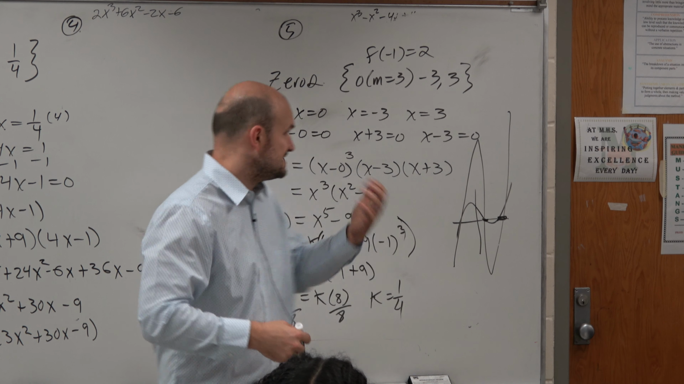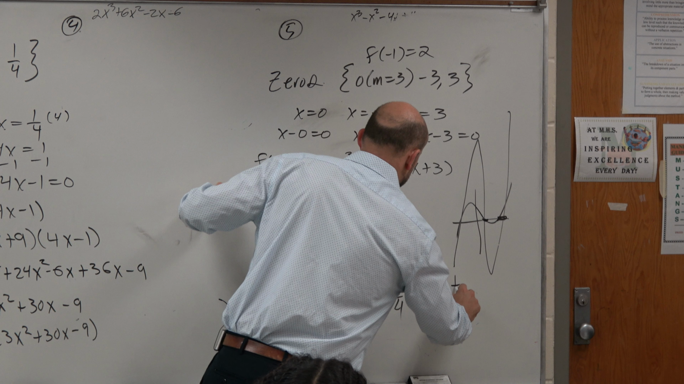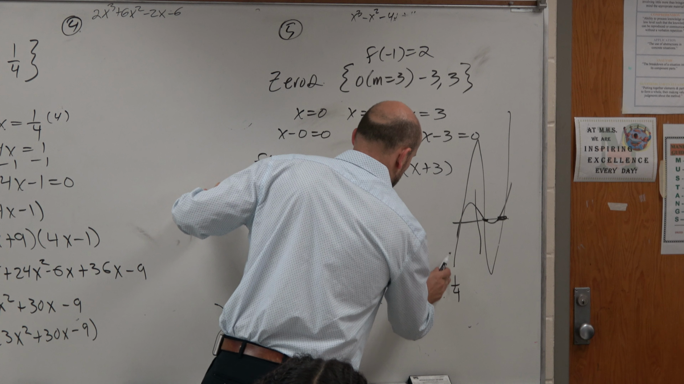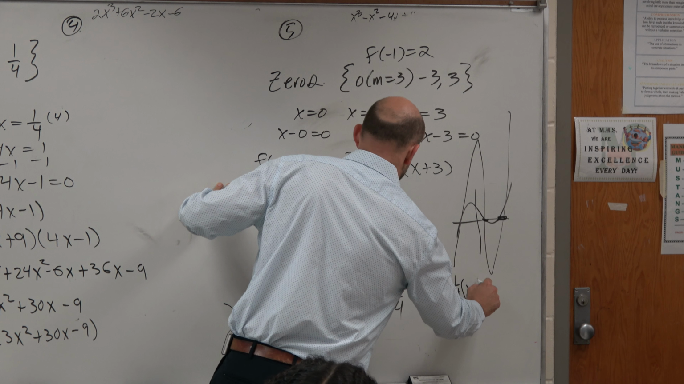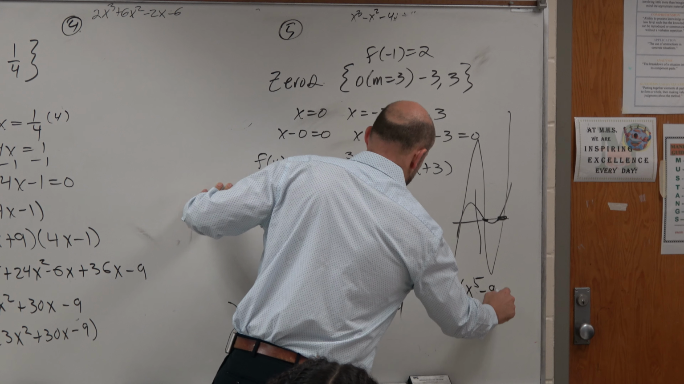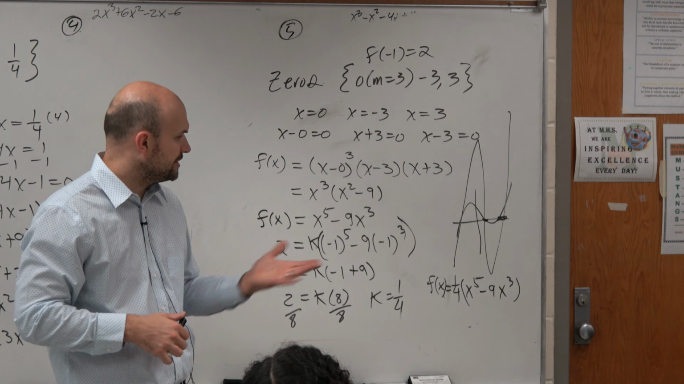So now, just like what I did for the last problem, you're just going to use that as a multiplier. 1/4 times x to the 5th minus 9x cubed. And again, you could distribute it out, right? Or you can just leave it out in front.